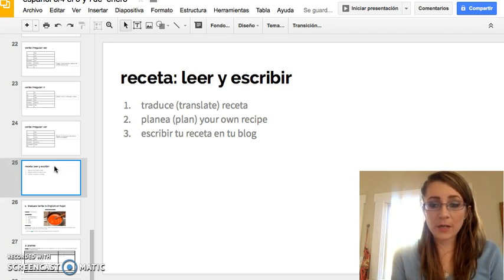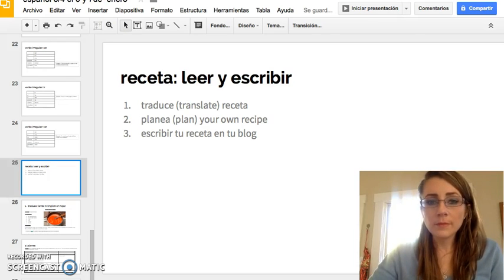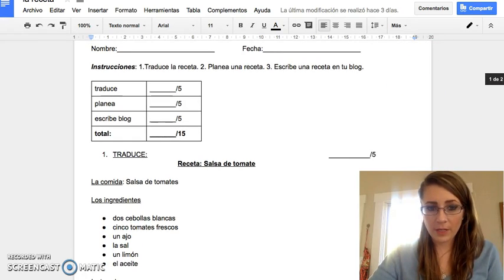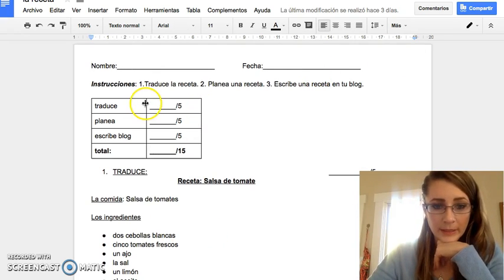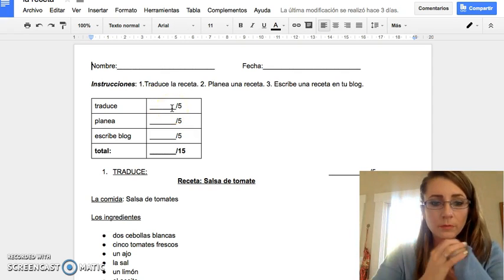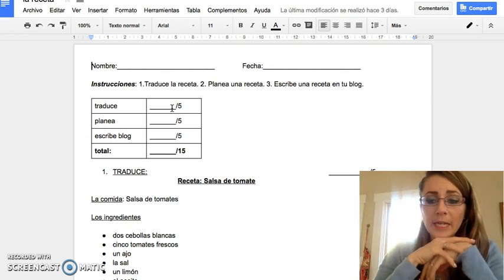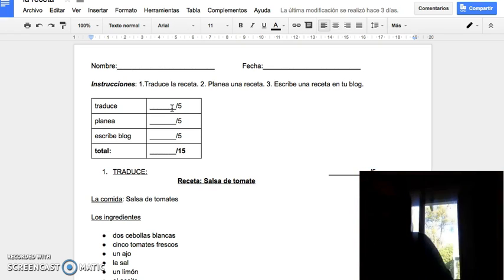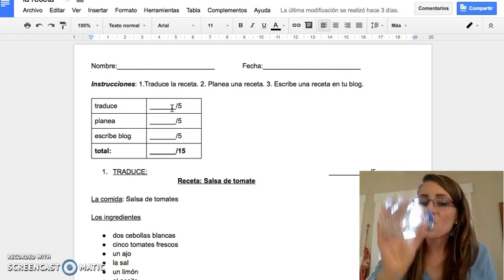Lo que ustedes van a hacer ahora es escribir una receta. You're writing a recipe. First, lo que ustedes van a hacer is translate the recipe that I gave you. So it's right here, and you should have this already from the sub. You're doing three things for this mini tiny project, okay? You're translating, 5 puntos. Y ustedes van a planear. You're going to plan your own recipe, 5 puntos. Y escribe tu receta en tu blog, 5 puntos también, okay? The total is 15 puntos. You need to do all of these things, please.